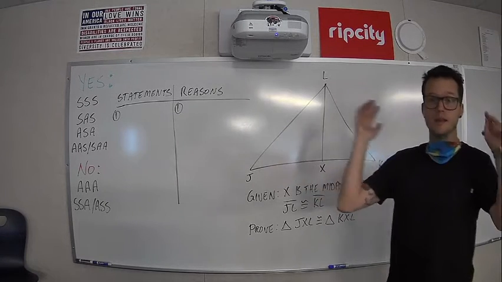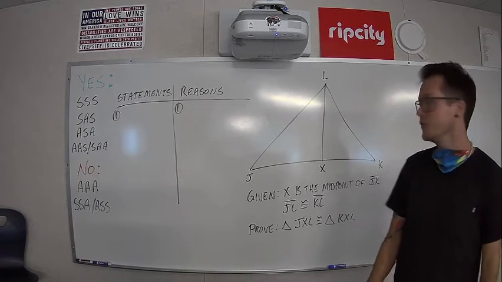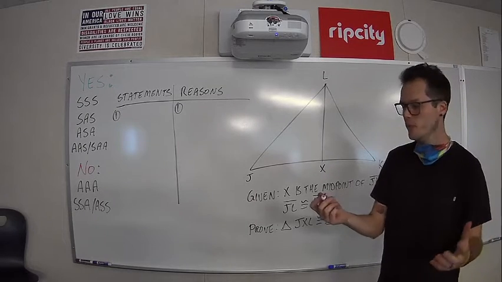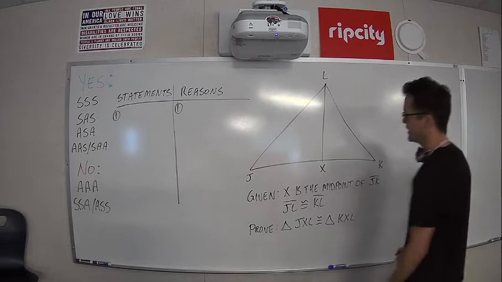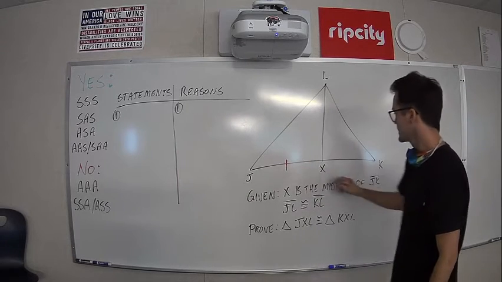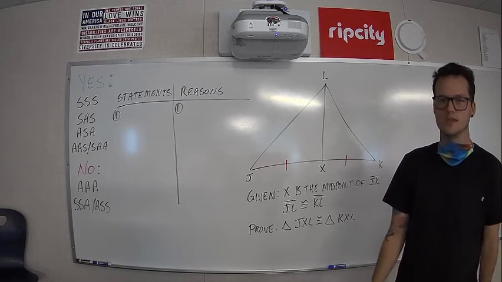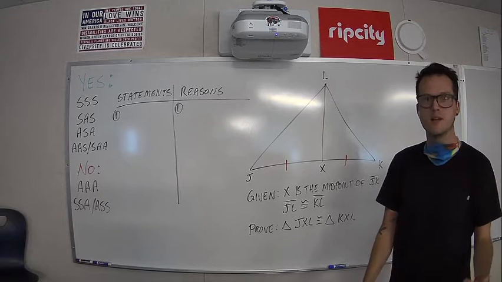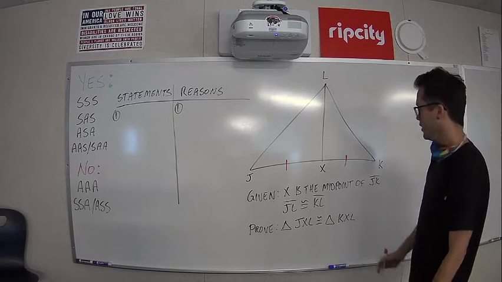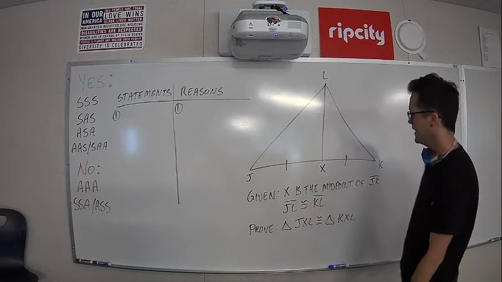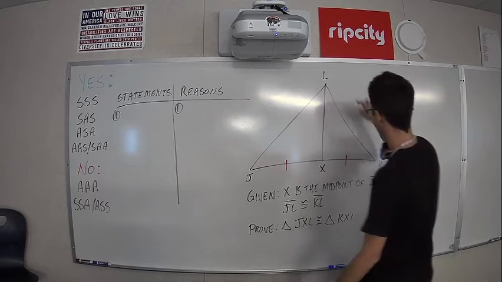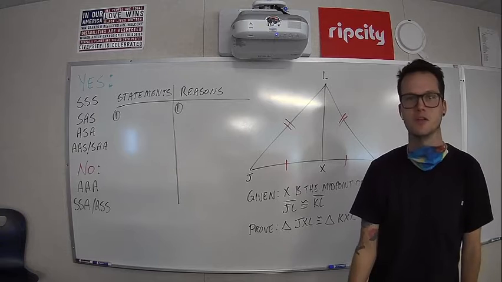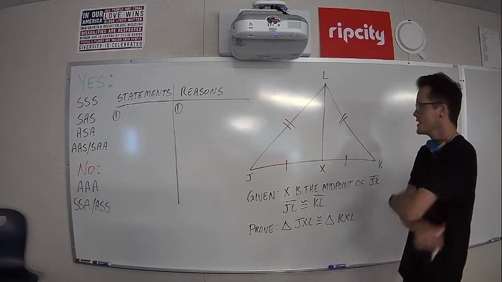Pause, stop right there. Let's figure out how we can use that information. If X is the midpoint of JK, well, we know by the definition of midpoints that X chops this segment JK in half. Therefore, JX and XK must be congruent to one another. That's huge. All of a sudden, we already have one pair of corresponding sides that are congruent. That's great. What else do we know? JL is congruent to KL. JL is up here and KL is here. That's a big deal. We now have two pairs of corresponding sides that are congruent. Sweet. We're only missing one piece of this puzzle.